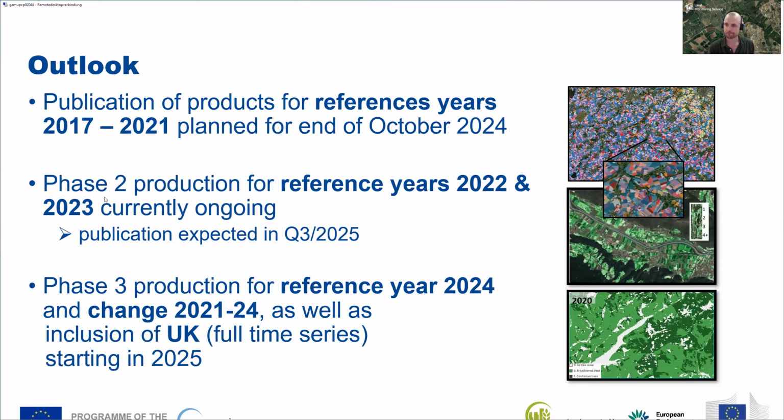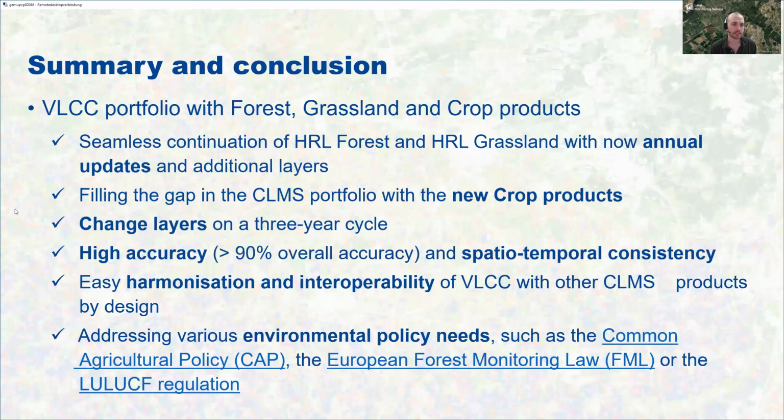Next slide, please. All right, so a bit of a summary before we go into the Q&A. What we've looked into today is, of course, the VLCC portfolio with these 3 major vegetation products, classification and land cover products. It provides a seamless continuation of the HRL Forest and HRL Grassland, as we've had a time series on a 3-year frequency from 2012 for forest and 2015 for grassland, and of course now with a quite major update of annual production and additional layers.